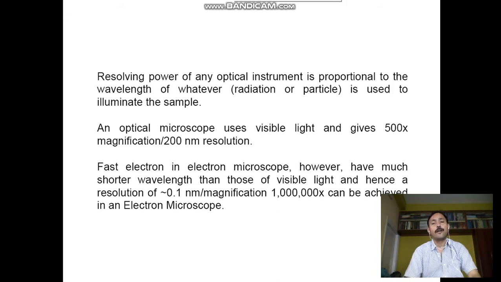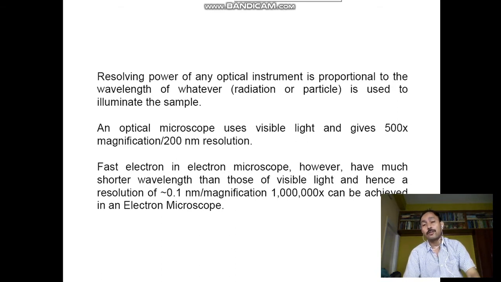The resolving power of any optical instrument is proportional to the wavelength of whatever radiation or particle is used to illuminate the sample. An optical microscope uses visible light and gives 500 times magnification for 200 nanometer resolution.